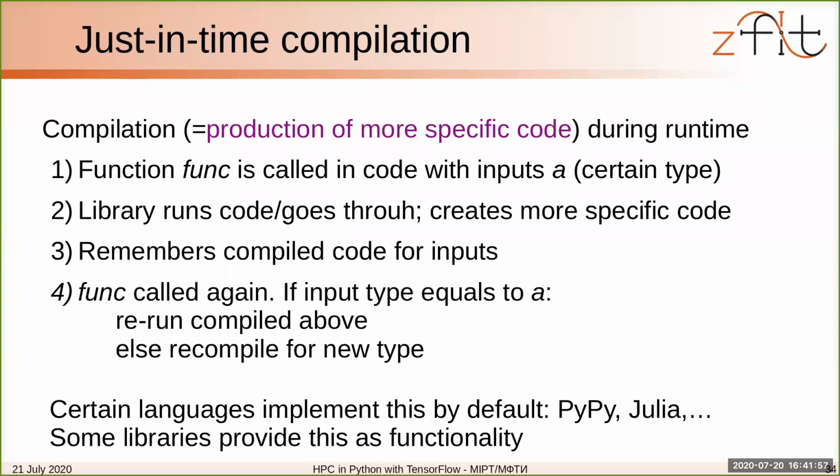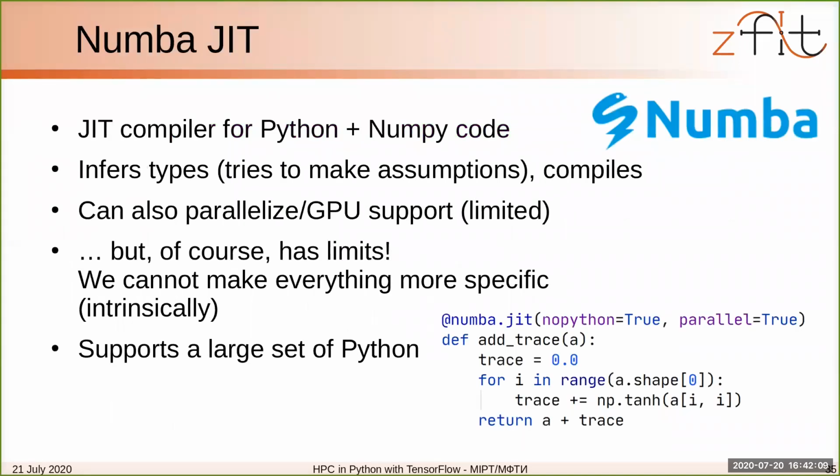And some languages implement this by default, like PyPy or Julia. And some provide it as a functionality. One of them is Numba. Maybe you've heard of that as well. If you do something in Python, NumPy is also a great library to do this kind of JIT, as you see on the lower right. What it means is literally you give in something, in this example, a matrix, and you can even do for loops in Numba. And then it tries to infer the types, goes through it and creates specialized machine code for exactly this function. I mean, of course, there are limits.